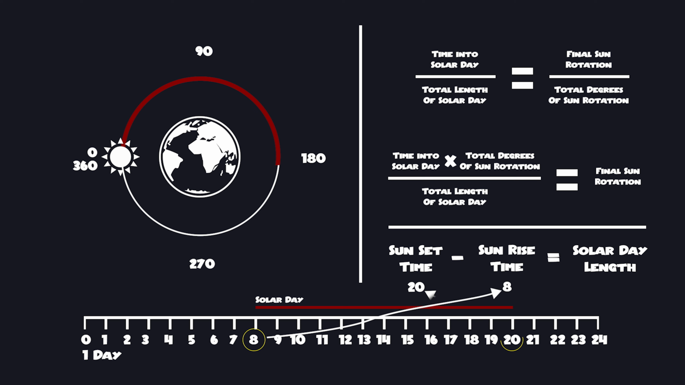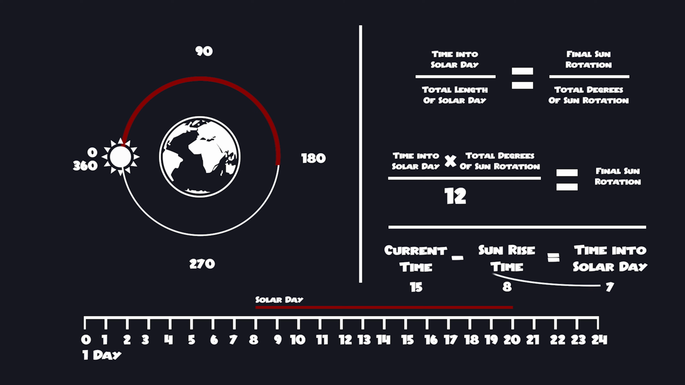Then we would be able to see that the sun was in the sky in this example for 12 hours of the day. Or in other words, we would have a solar day length of 12 hours. Finding our time into our solar day can be done simply by taking the current time and subtracting the sunrise time. So let's say in this example, the current time is 3 o'clock in the afternoon, or 1500 hours. What we would do is we would take 15 and subtract 8, the sunrise time, which would give us 7 hours currently into our solar day. So you can just fill in the blanks. 7 over 12 is equal to blank over 180 degrees of movement, assuming that we want our sun to move from 0 to 180 degrees, of course.